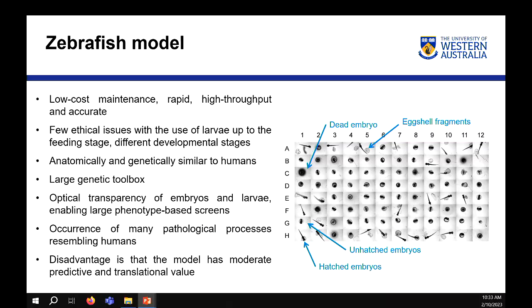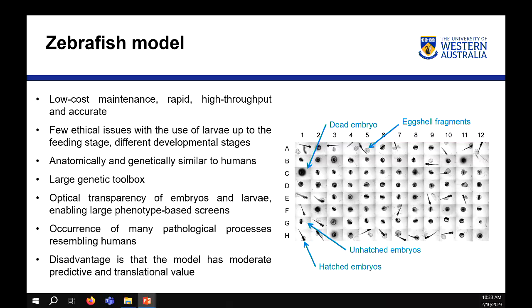So here you can see I've just highlighted some of the things that you can see. Here is a nice normal zebrafish embryo. Here you can see that's a dead embryo. Here you can even see the egg cell fragments. So this is obviously a 96-well plate with individual zebrafish eggs in there. Here is an unhatched embryo, and there you can see this embryo is just hatching. So it's quite visual. You can actually see what's going on, which can be very powerful.